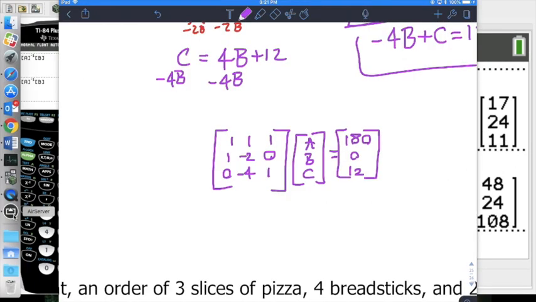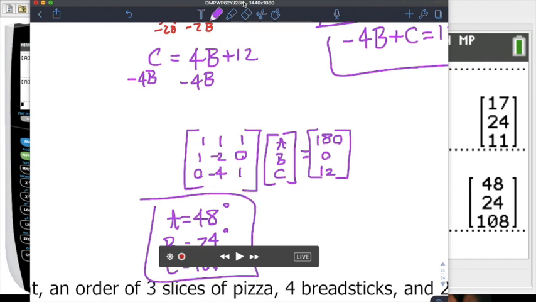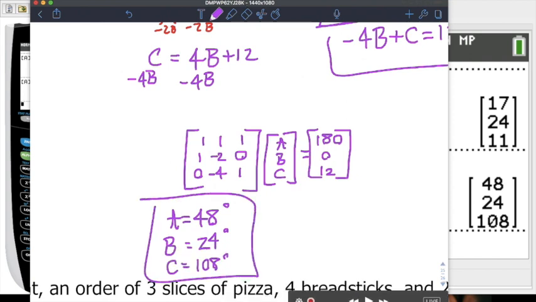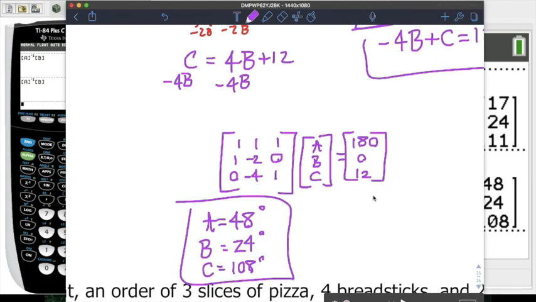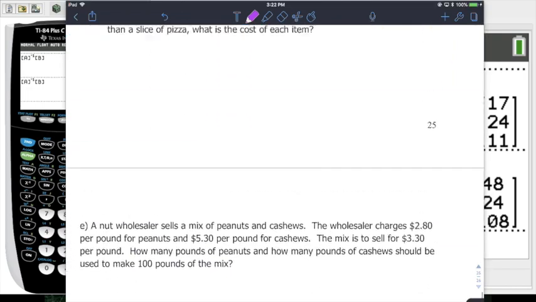Okay, so we worked it out here. A was 48, angle B, and this is in degrees, so 48 degrees, 24 degrees, and then C was 108 degrees. And then that is all you do there. Okay, cool. All right, I think 2 more, and then we're done.